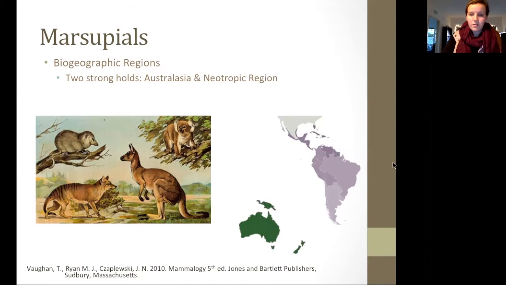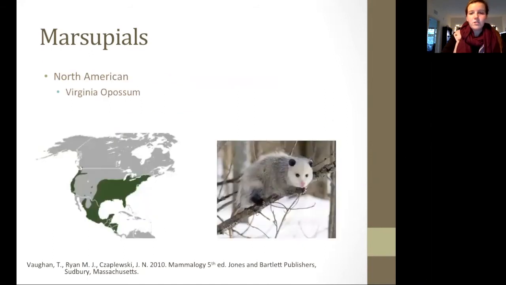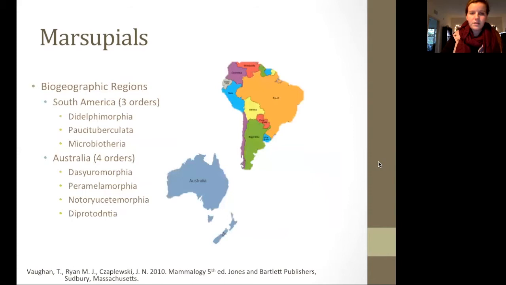gave them that radiation. More currently, there is the North American Virginia opossum, so you can see that in that green area there. There was a land bridge that allowed for this northern migration for the Virginia opossum, and this is one of the only successful ones and the only one that we have here in North America. And their biogeographical regions are South America, where you can see about 3 orders listed here, and Australia, where they have about 4 orders listed there. We're going to talk a little bit more about that in just a moment.